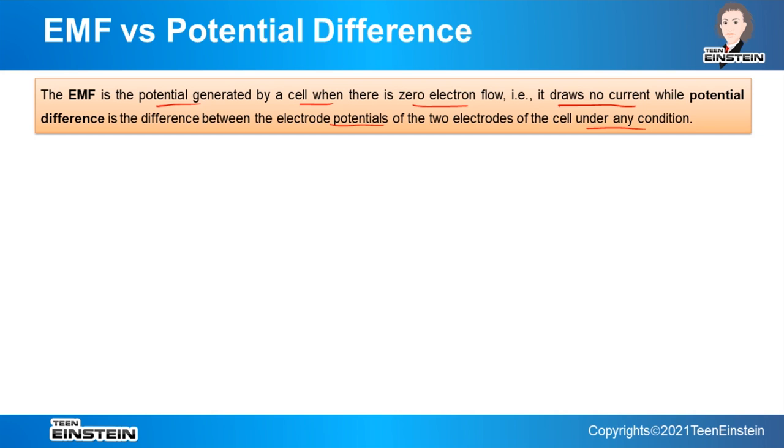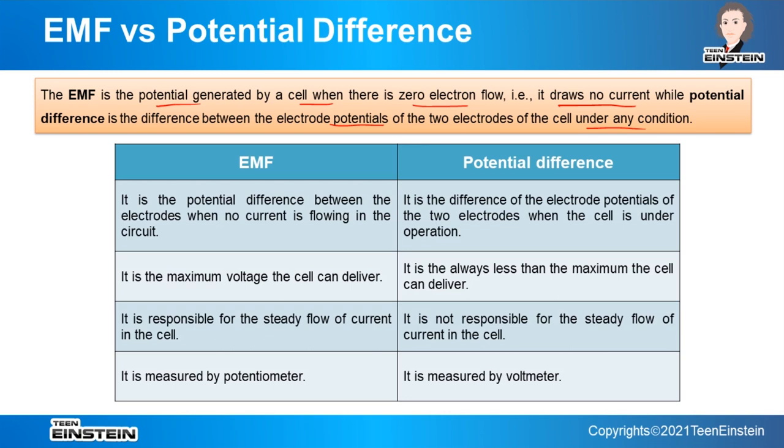So what is the difference between these two? Here we have 4 points. EMF is the potential difference between the electrodes when no current is flowing in the circuit. But when the cell is under operation, the corresponding difference in the electrode potential is called potential difference. EMF is the maximum voltage that the cell can deliver. And remember, this is theoretical.